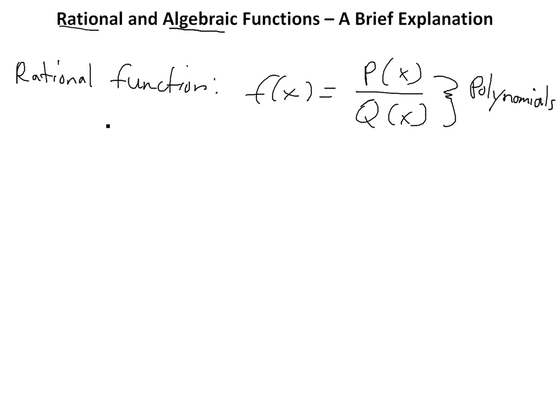And the domain is basically all values of x except where q of x equals 0. So you can't have that x. It's all x, or all real numbers, except where q of x equals 0.